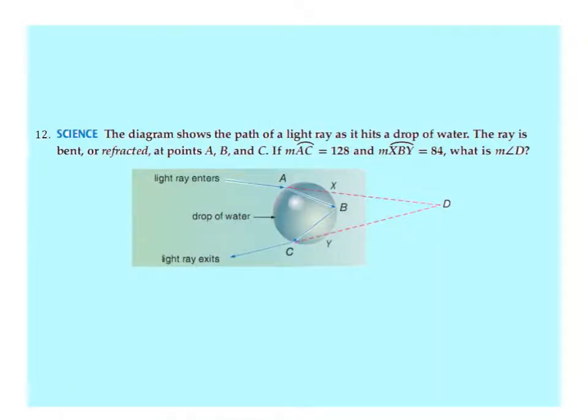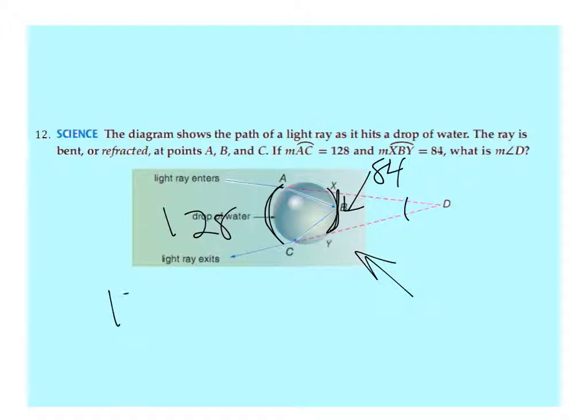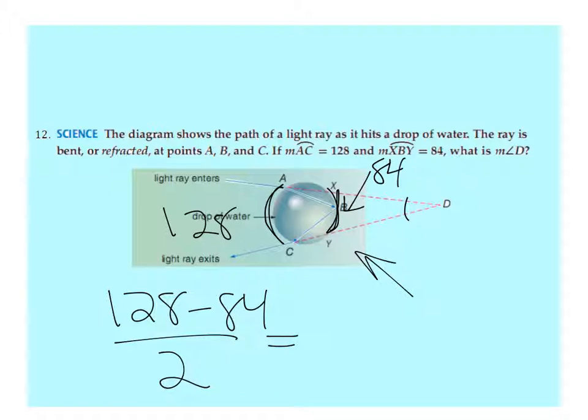All right, so kind of putting this into perspective here. So if you have a drop of water, the light enters, although to me, I think this looks a little bit like the Death Star, but whatever. So AC is 128. XBY here is 84. So figure out the angle measure D. So you're just going to take 128 minus 84 divided by 2. So I get 22 degrees.